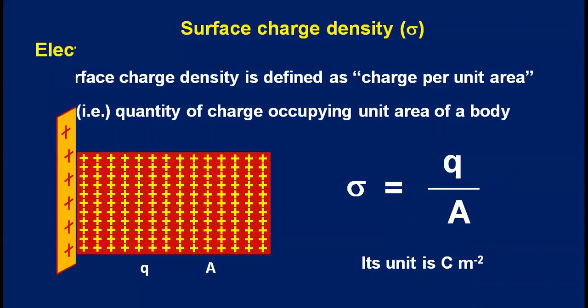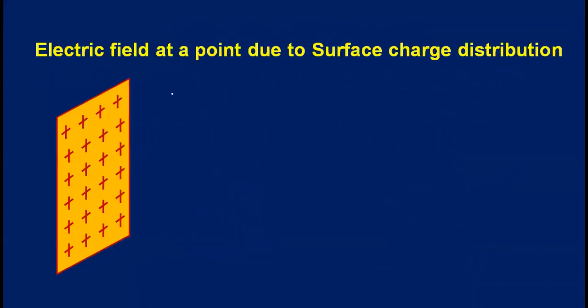Right. Now let us find the electric field at a reference point due to surface charge distribution. In the diagram we have a sheet. The charges are occupying the entire surface area of the body, isn't it? Right? Let sigma be the surface charge density. Now let me choose a charge element, an infinitesimal point charge, a discrete charge, whose magnitude is dq.